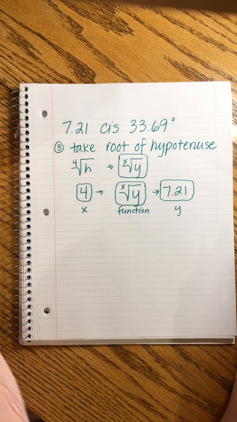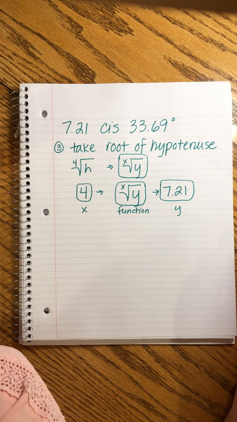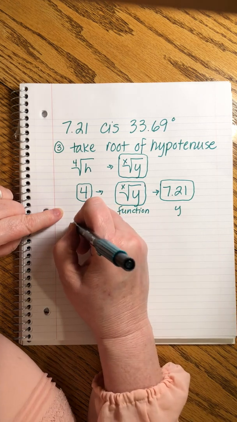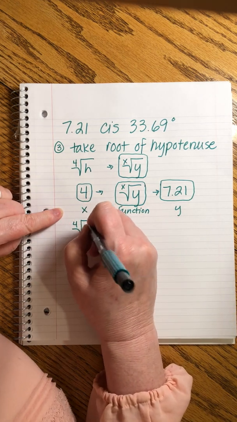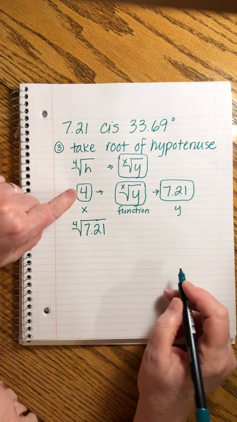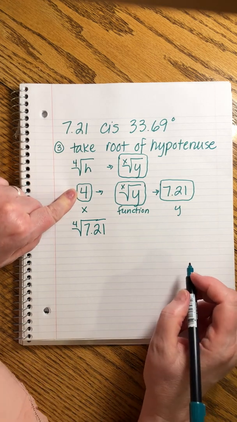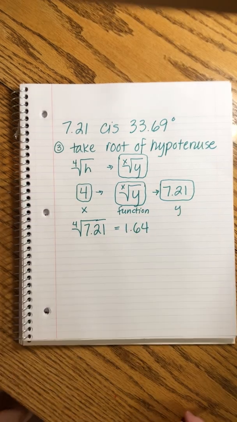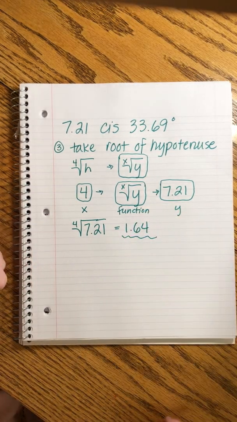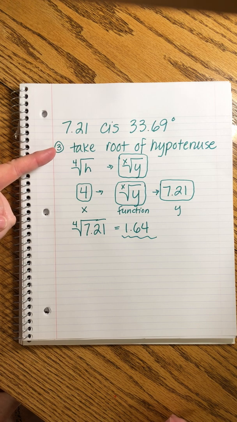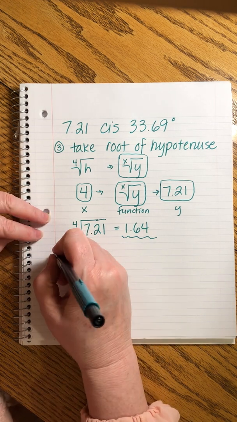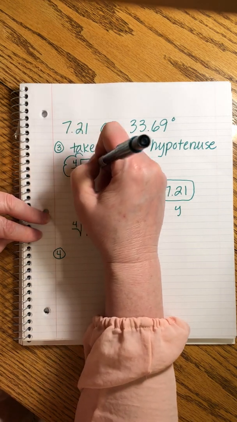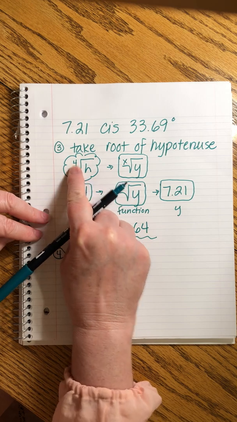When we do that, we will find out that the 4th root of 7.21, after we calculate it, will equal 1.64. Okay? So that's our first part of our answer. That's taking the root of the hypotenuse. And then, okay, so this is how we did that. We're finding 4th root, so that's why there's a 4 there.